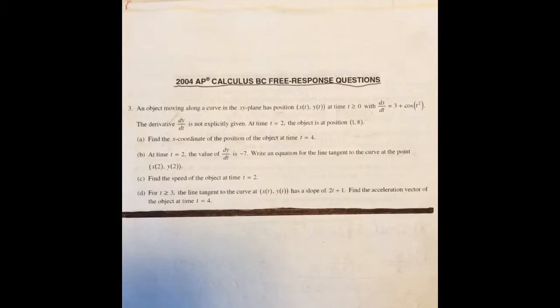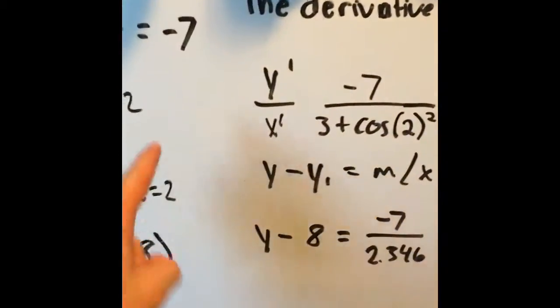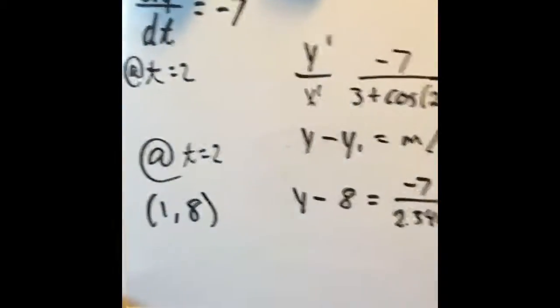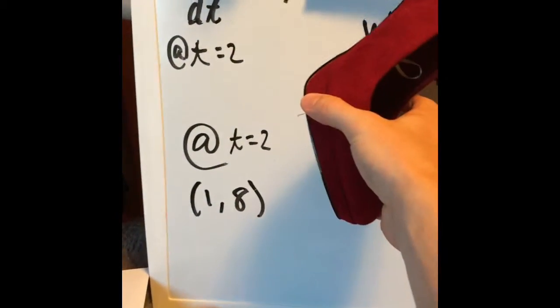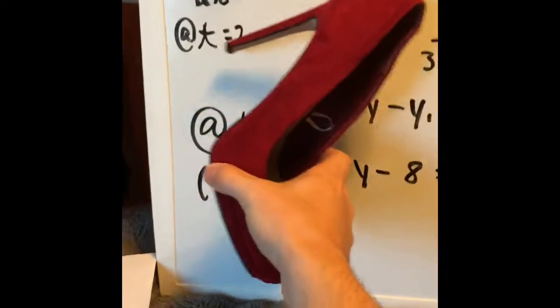Part B. At time t equals 2, the value of dy/dt is negative 7. Write an equation for the line tangent to the curve at the point (x(2), y(2)). So, the derivative of y is given. It's negative 7 at time equals 2.